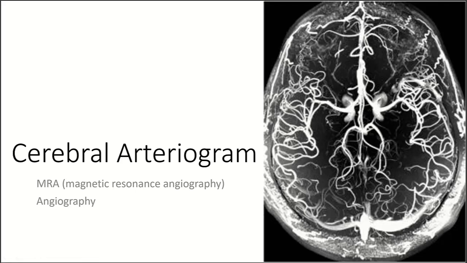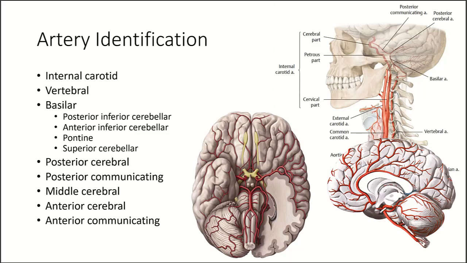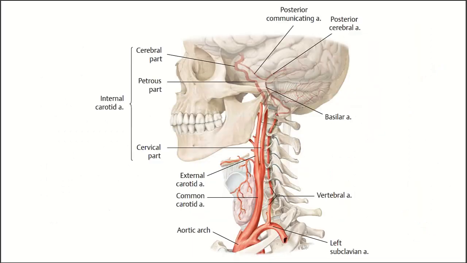Now we're going to identify some arteries. Now we're going to identify arteries of the brain, and we're going to look at two different types: an MRA using MRI imaging with contrast, and angiography, which is the gold standard, which uses ionizing radiation and contrast. Here are the arteries that we're going to identify, but let's first find them on diagrams.